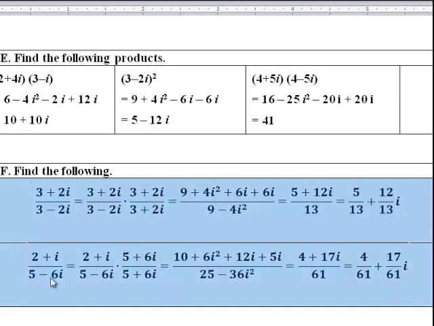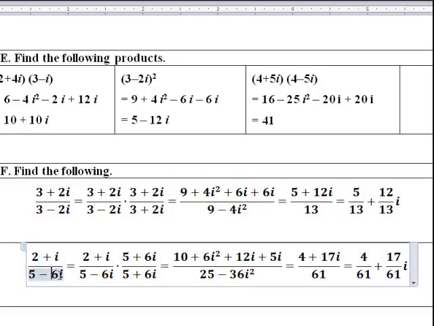Okay, and then really similar here, 5 minus 6i is the denominator, multiply with the complex conjugate right here. That yields 25 minus 36i squared. And then again, it's the i squared that turns the negative into positive, so 25 plus 36 is 61. And the numerator, it's going to be 2 times 5 is 10. i times 6i is 6i squared.